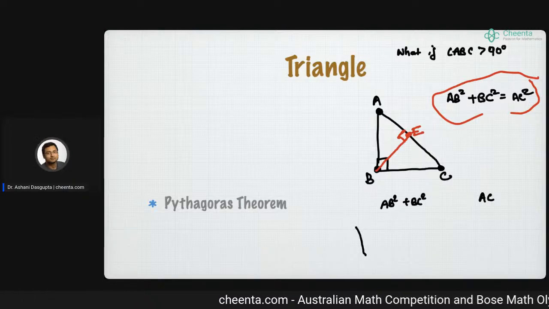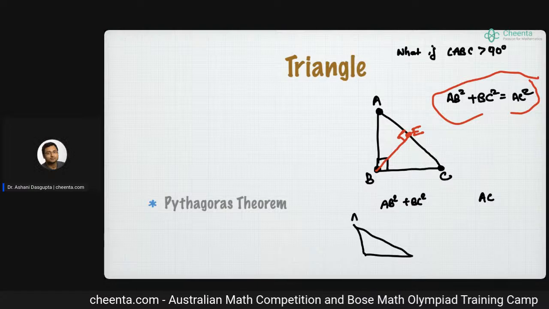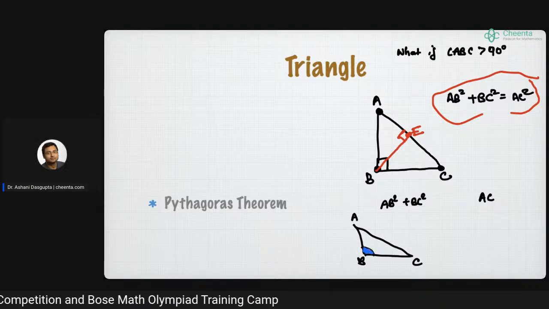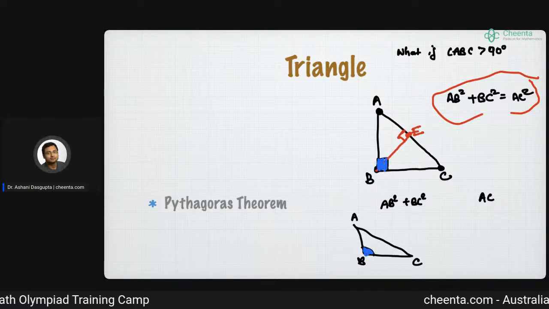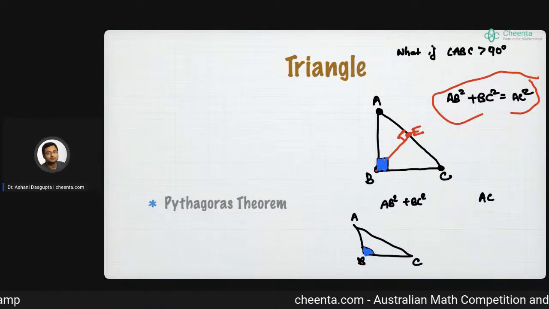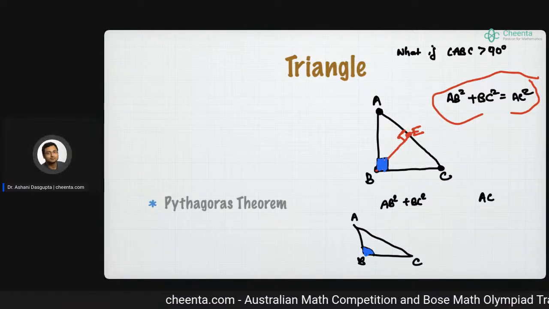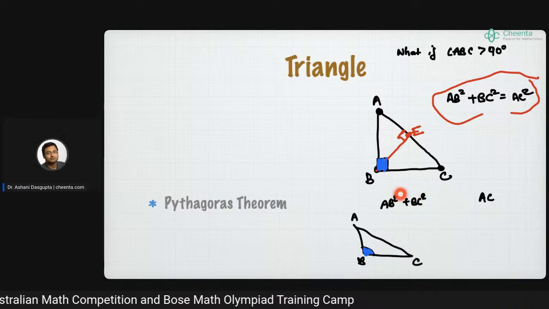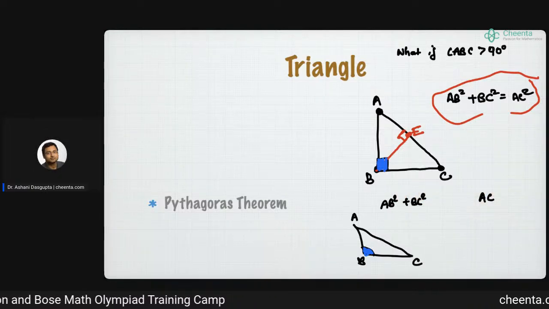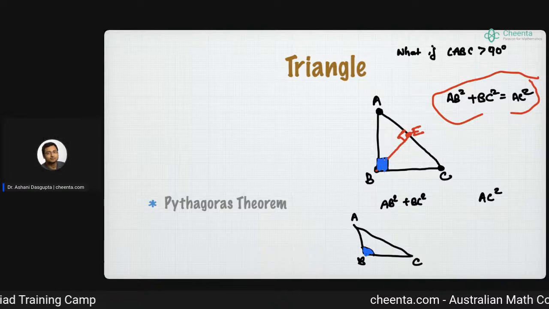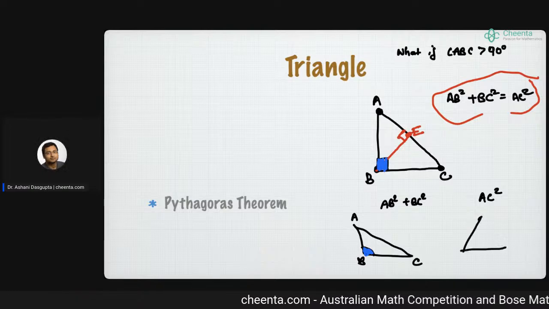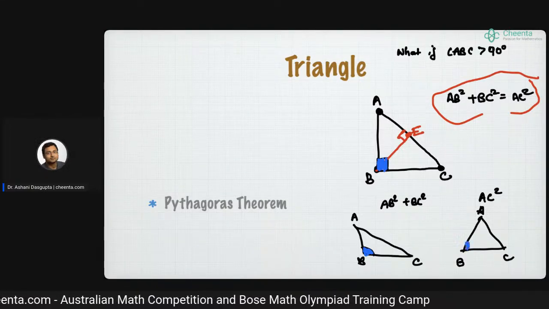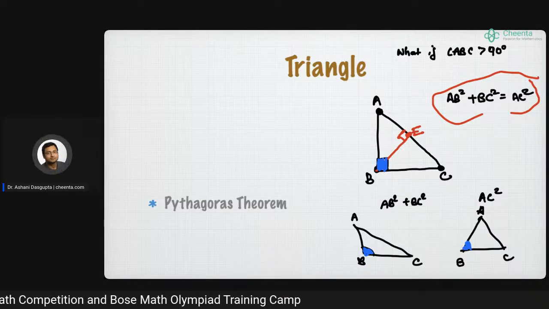So if you have a triangle like this, ABC, and the blue angle here was 90°, we know the Pythagoras theorem works. What if it's an obtuse angle? What would happen? How can you compare this AB square plus BC square with AC square? Okay, another case would be the situation where it is an acute angle like this, ABC. What can you say about that?